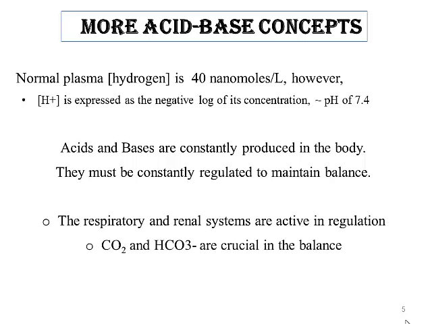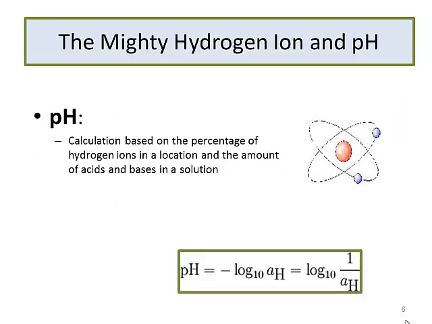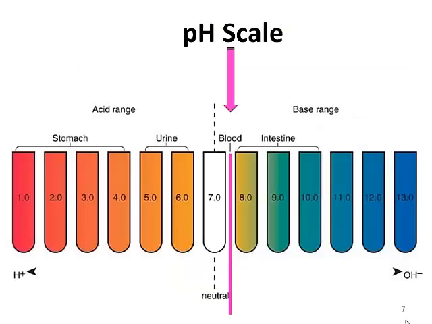The respiratory and renal systems are active in regulation of carbon dioxide and bicarbonate, and they are crucial in the balance. So we might not know how to calculate the negative logarithm, but at least we can understand that pH is defined simply as the negative logarithm to the base 10 of the concentration of hydrogen ions in solution, right? Just kidding. All we need to understand is that pH is a measure of hydrogen ion concentration. So does the pH scale measure free hydrogen ions or bound hydrogen? What do you think? It measures free hydrogen.